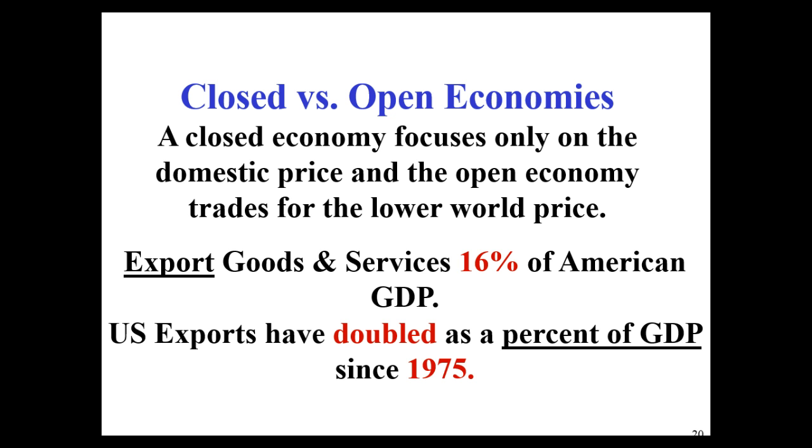Closed versus open markets. A closed economy focuses only on domestic price and trades for the lower world price. Export goods and services are 60% of the American GDP, and U.S.